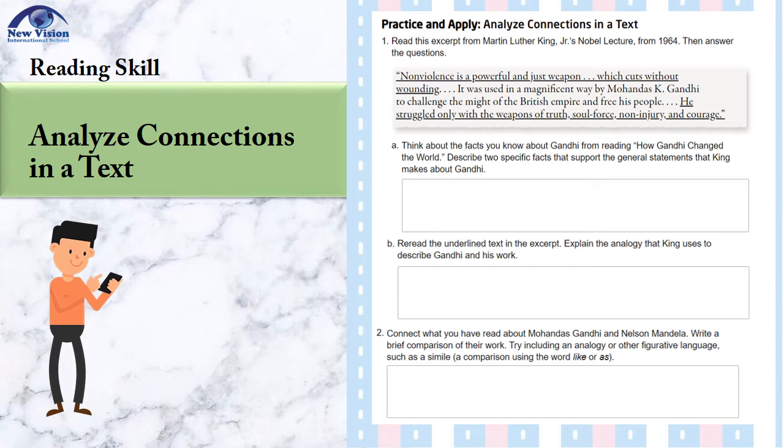Read this excerpt from Martin Luther King Jr.'s Nobel lecture from 1964, then answer the questions. "Nonviolence is a powerful and just weapon, which cuts without wounding. It was used in a magnificent way by Mohandas K. Gandhi to challenge the might of the British Empire and free his people. He struggled only with the weapons of truth, soul force, non-injury, and courage."